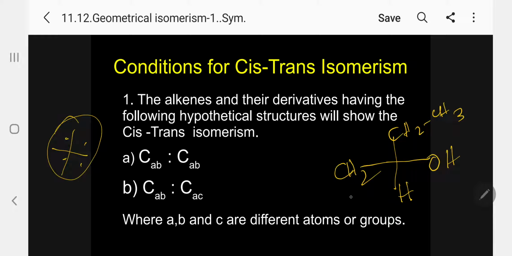So what is the long chain now? CH2, CHOH, CH2, CH2, CHOH. So this is the asymmetric carbon. So this will show optical isomerism. So alcohol will show optical isomerism. 4 different atoms or groups attached.